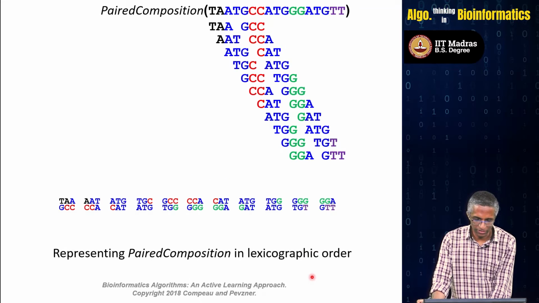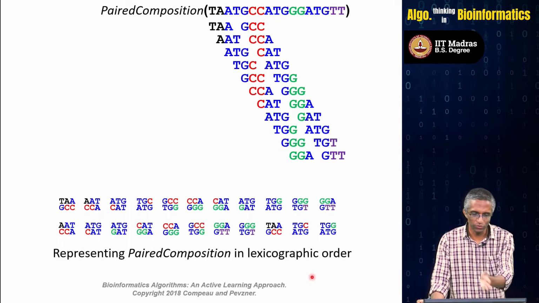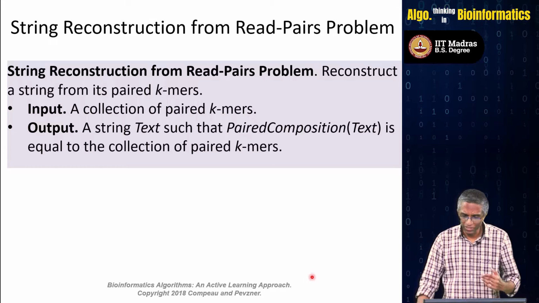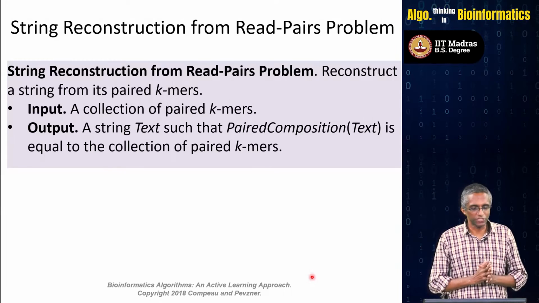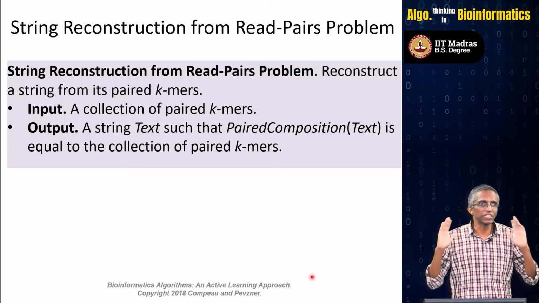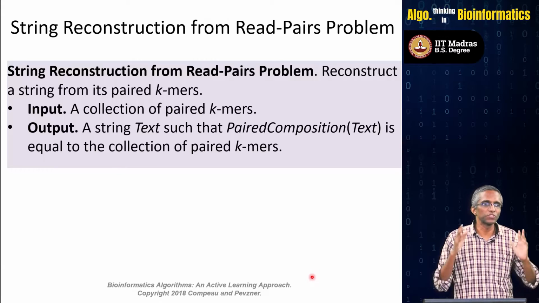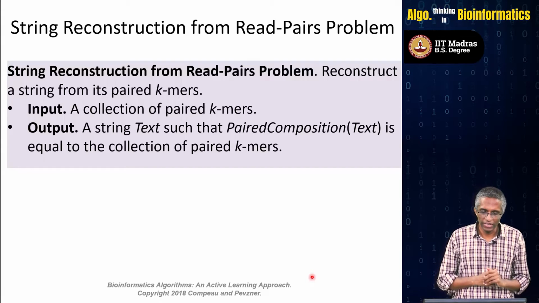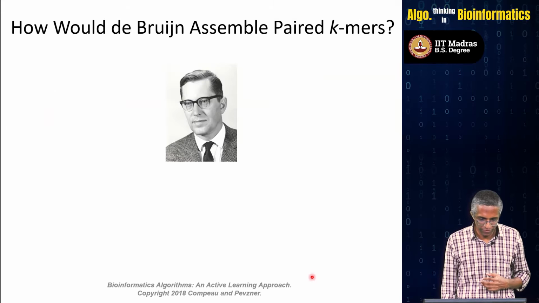So you can again sort it out in a lexicographic order because we do not know the original position in the genome, and then you can frame the problem. You can again make sure that you frame the correct computational problem. You want to reconstruct a string from its paired k-mers. The input is a collection of paired k-mers, and the output is a string text such that the paired composition of the text is the same as the paired composition of the genome, right? And that is exactly stated here, like we have just said.